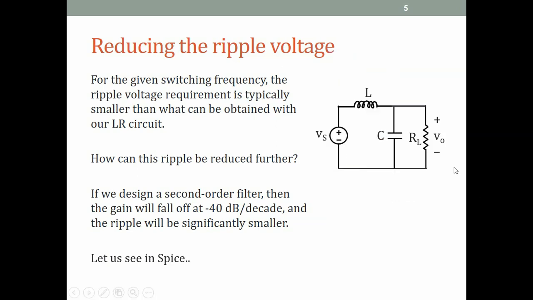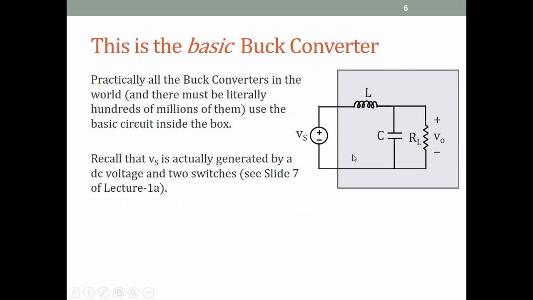All right, so in fact this is the basic circuit of a buck converter, for practically all buck converters that are made in the world, and there literally are hundreds of millions of buck converters today in various types of electronic circuits being used. The basic circuit is this second order low pass filter LC, and RL of course is not put physically. RL simply represents the Thevenin's resistance of whatever subsystem is connected to the output of this buck converter. All right.